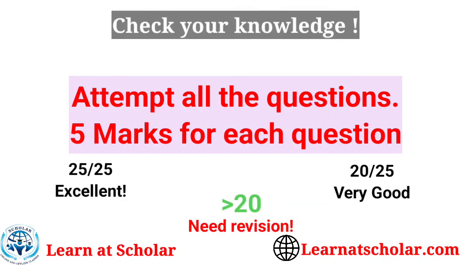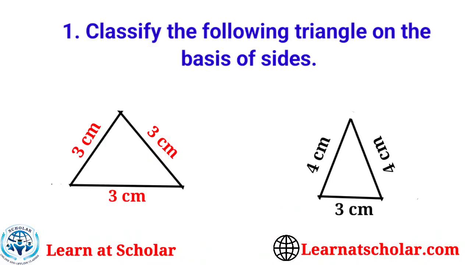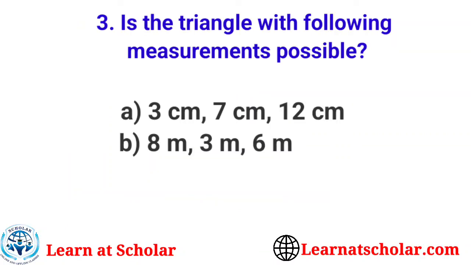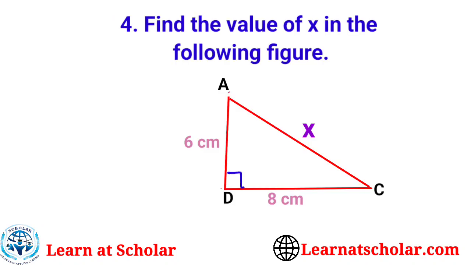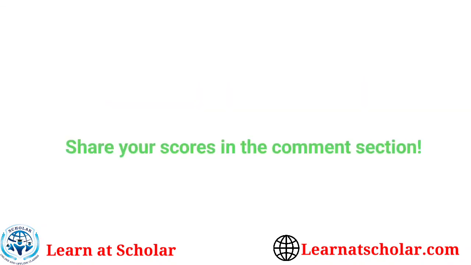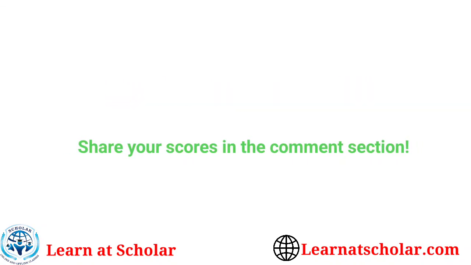This is your evaluation. You can check your knowledge. If you score less than 20, then you need to revise. The first question is classify the following triangle on the basis of sides. Second question is find the unknown angles x and y. Is the triangle with the following measurements possible? Fourth question is find the value of x in the following figure. The last question is draw an isosceles right triangle and provide the measurements of the other two angles. Write these questions and share your scores in the comment section.